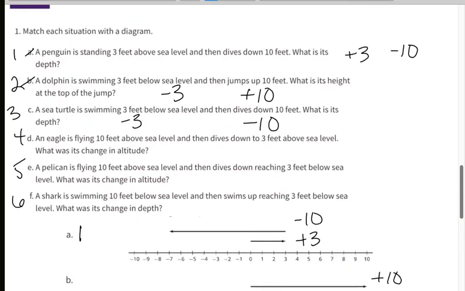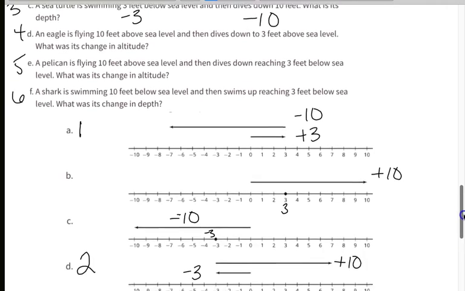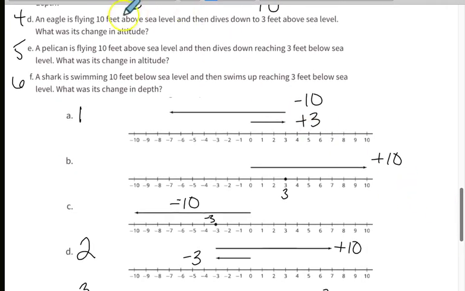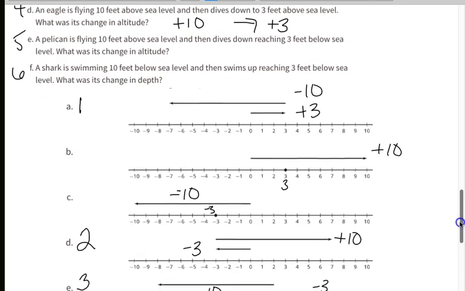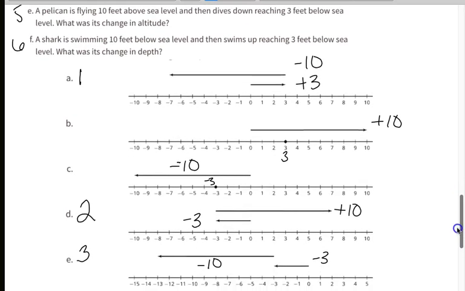Number 4. An eagle was flying 10 feet above sea level, and then dives down to 3 feet above sea level. So it's diving down, and it ends up at 3 feet above sea level. What is its change in altitude? So that one's a little bit different. It starts off at 10, dives down, and ends up at 3.